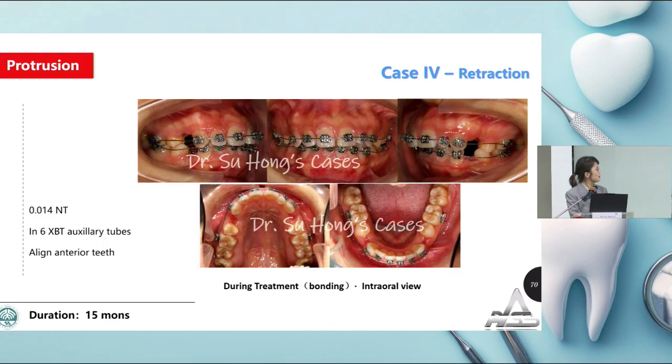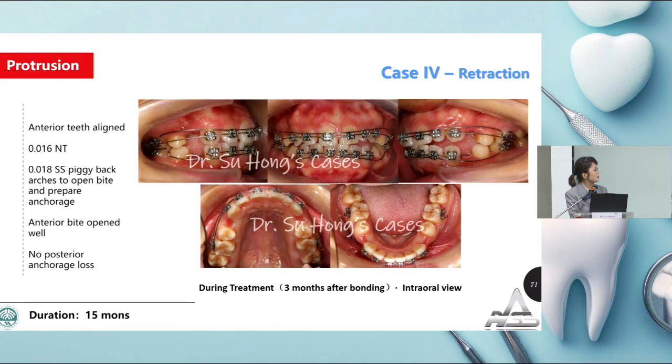And first, we used a 14-19 tie wire in the XBT tip-back tube to align anterior teeth. 3 months after bonding, the anterior teeth were well aligned. Then we used an 18 SS piggyback arch to open the bite and prepare anchorage to tip back the 6. And the anterior bite opened well. And we found that there was no posterior anchorage loss.